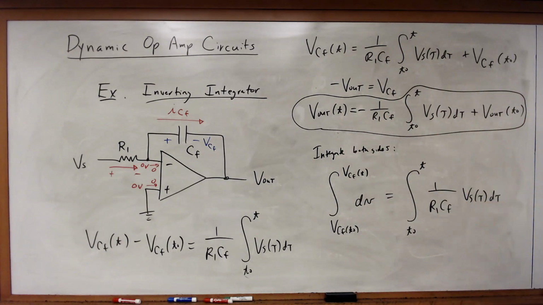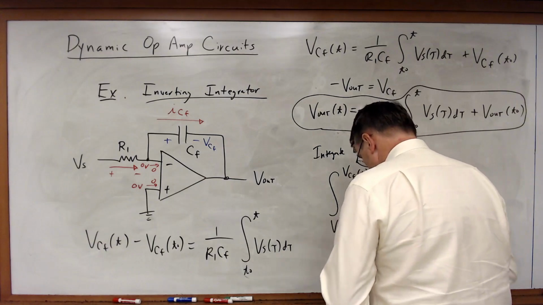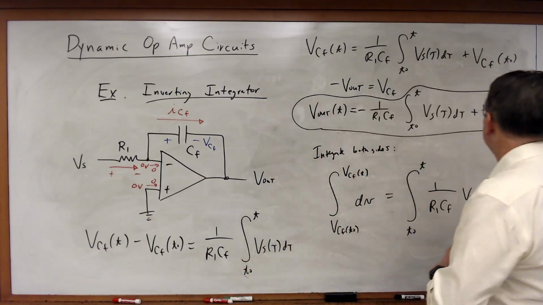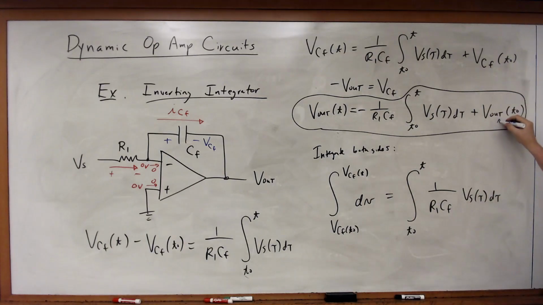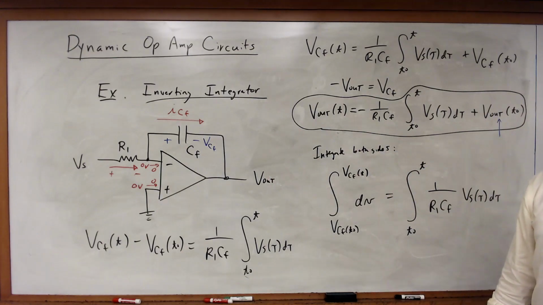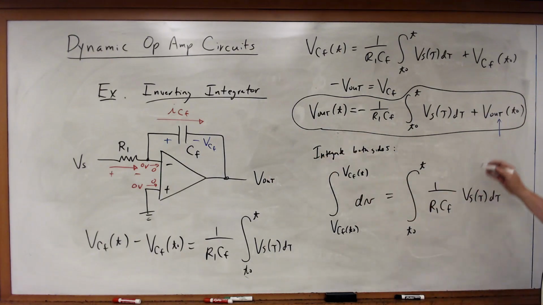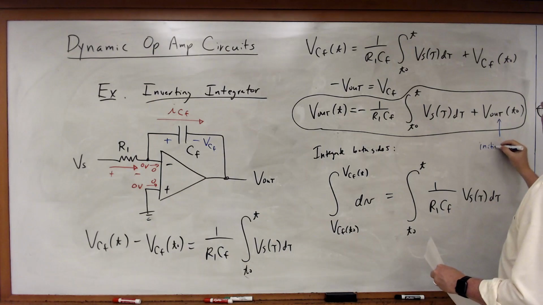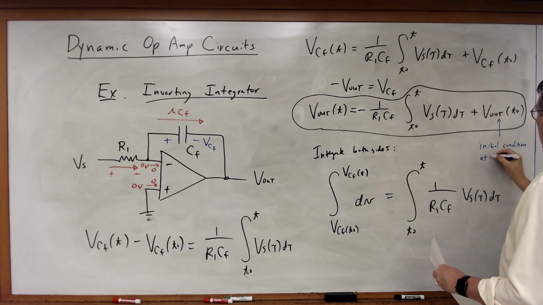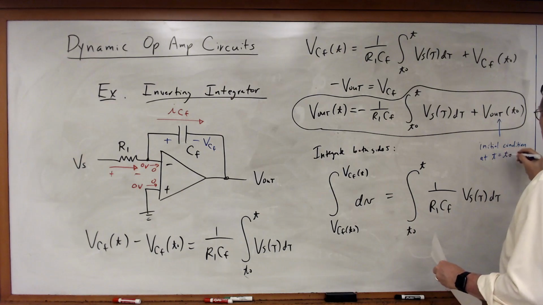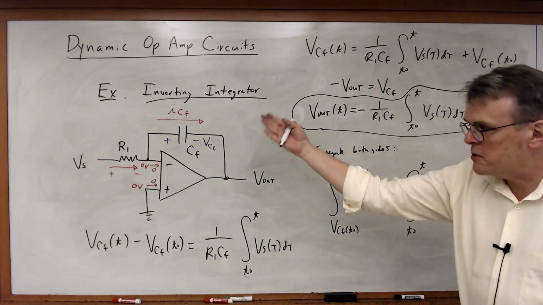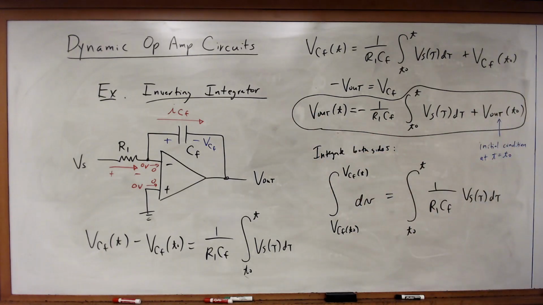So notice what we have here. First of all, this expression on the end, Vout(t0), this is the initial condition of the circuit, the initial condition of the integrator at its output. So at t equal t0, there's our initial condition, which of course is a function of the initial condition across the capacitor itself.